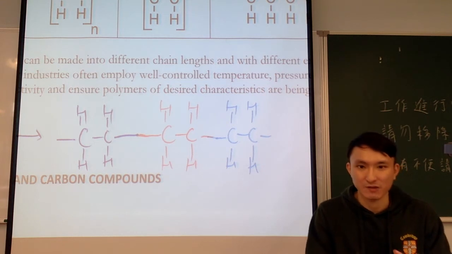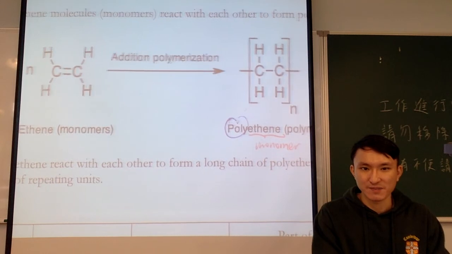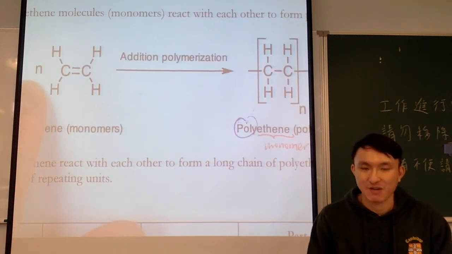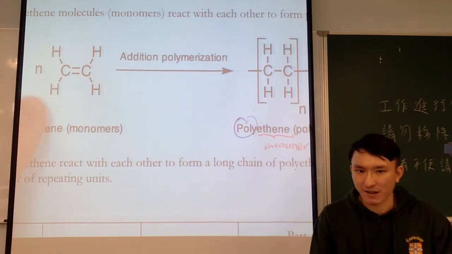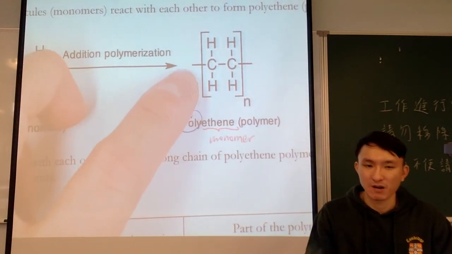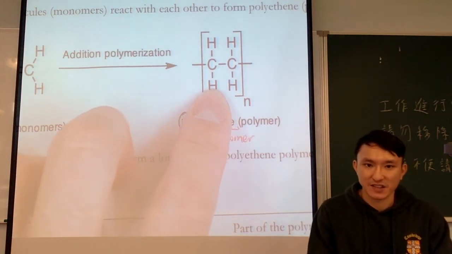Like I said, the reaction is quite random. So here, when we put down the equation, we will use N to represent the number. So N ethene monomers undergo polymerization to form one single polymer with N repeating units.